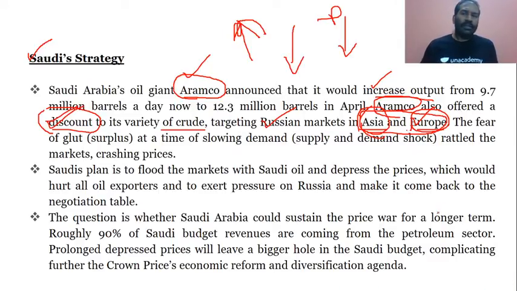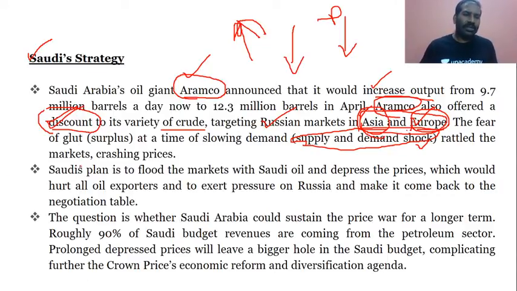The fear of glut. When we spoke about the 2014 glut, diplomacy, the glut is surplus. So at this time, when there is surplus, we have the supply and demand shock. As I said, there is a lot of variation: the demand is very low, the supply is very high, and then definitely there is a shock, that is a supply and demand shock. And this has already rattled the markets, and thereby the prices have slashed down.